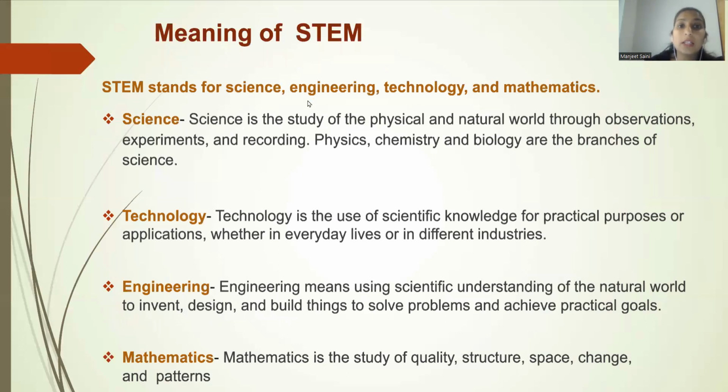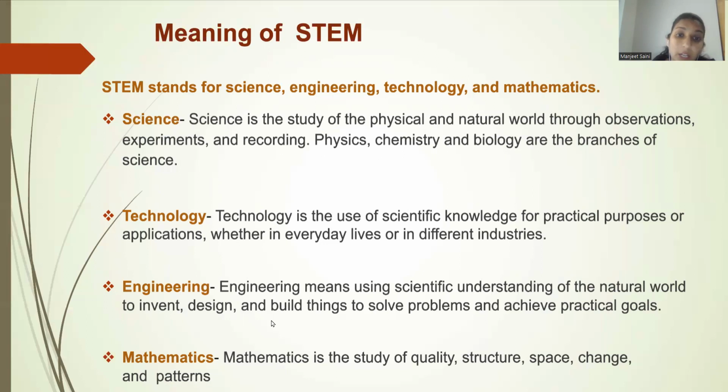And now the meaning of STEM. STEM stands for science, engineering, technology, and mathematics. Science is the study of the physical and natural world through observations, experiments, and recordings. There are different branches of science like physics, chemistry, and biology. Technology is the use of scientific knowledge for practical purposes and application, whether in everyday lives or in different industries. It might be simple or complex, it might be laptops or computers, or even simple tools that we use in our gardens while doing gardening.